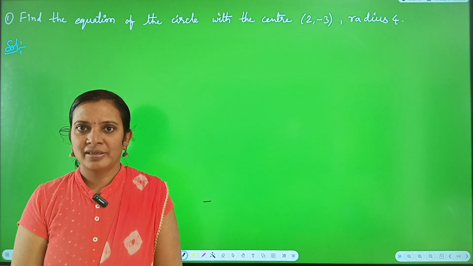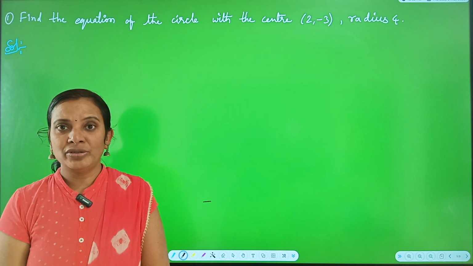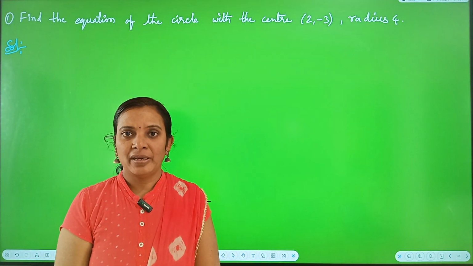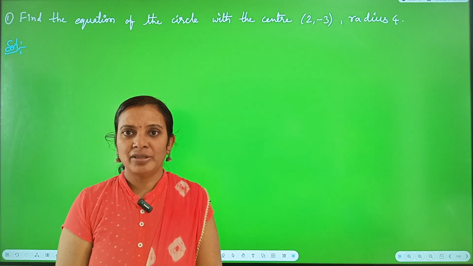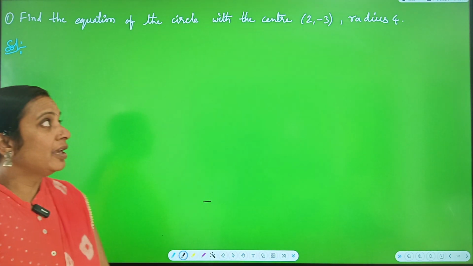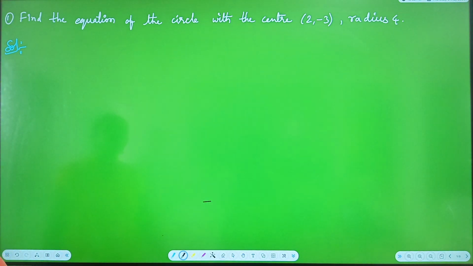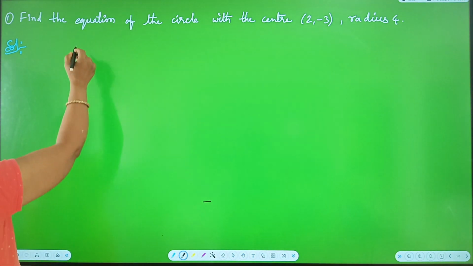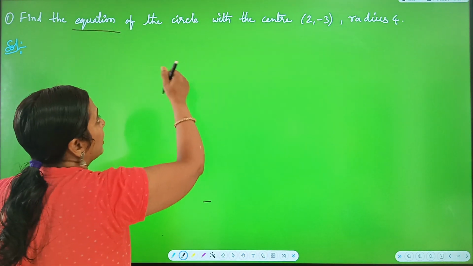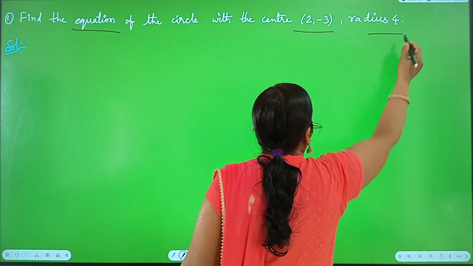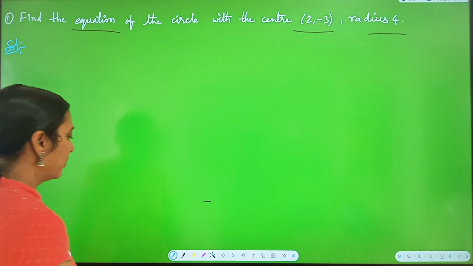Hi students. Now I'm going to discuss the circle topic. It is related to intermediate 2B. Here the basic problem is: find the equation of the circle with the center (2, -3) and radius equal to 4.